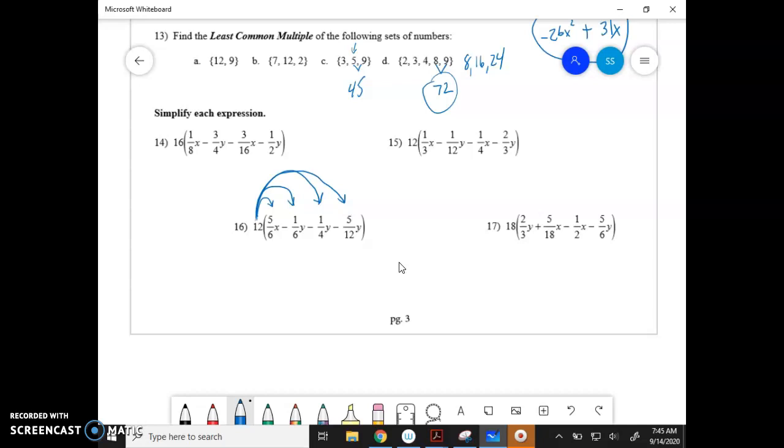You can do 12 times, and then you could use that n over d key that you have in your calculator. That's kind of like in the middle there. It's the second column, third button down. You can do that, but a faster way to do this is to just do 12 times 5 divided by 6. So 12 times 5 is 60, divided by 6 is 10.